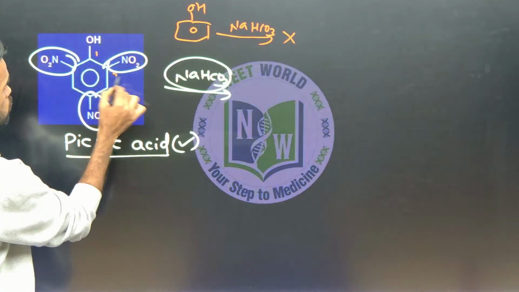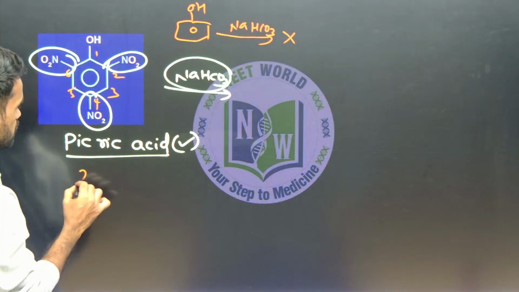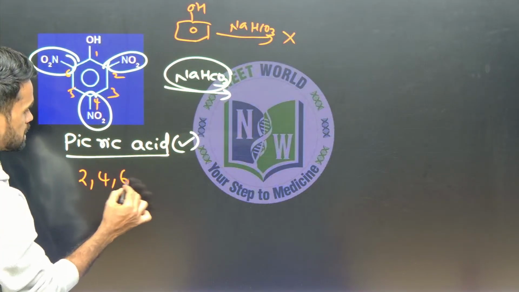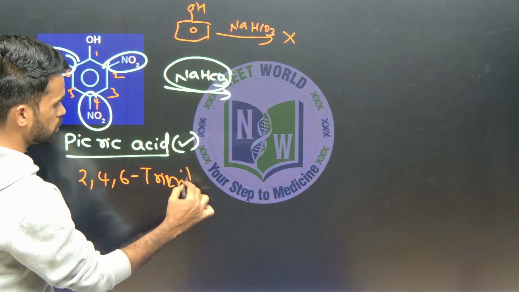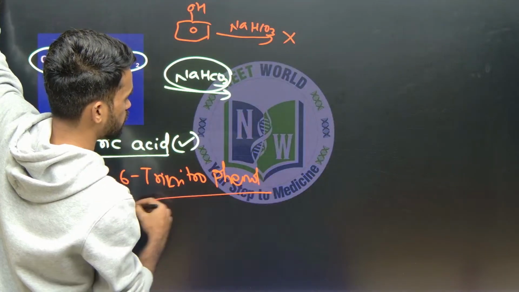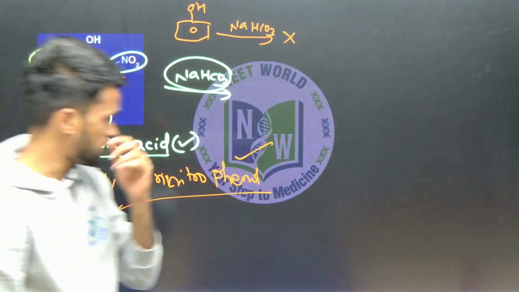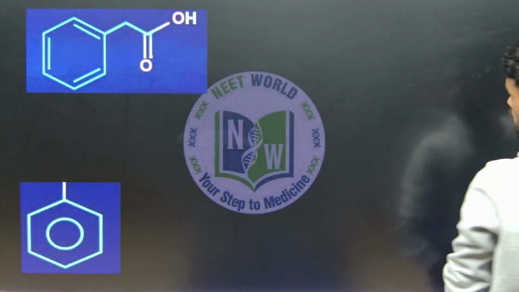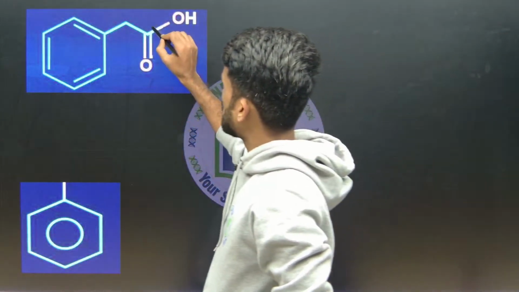1, 2, 3, 4, 5, 6, like this you number. So we have 2, 4, 6 trinitrophenol. Trinitrophenol is the IUPAC name of this given compound. Hope the discussion is clear about this IUPAC nomenclature. Let me give a few more compounds. Can you answer me this? What will be the name of this compound?